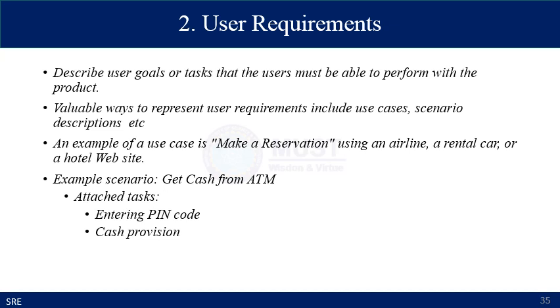If we move lower, towards the user requirements, the user requirement document describes user goals, that is, what the user wants to achieve from the system and how, and the tasks that the user must be able to perform with the product. These are valuable ways to represent user requirements, and they must include use cases, scenarios, descriptions, etc. So an example of a user requirement can be make a reservation.